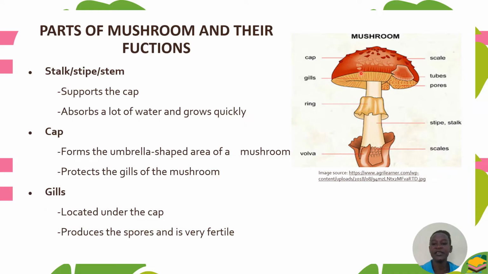What about the gills? These are the gills. Gills are located under the cap and produce the spores and are very fertile. So the main function of the gills is to produce the spores. Remember, in the life cycle of the mushroom, we mentioned the spores as one of the stages. So these spores are produced from the gills.